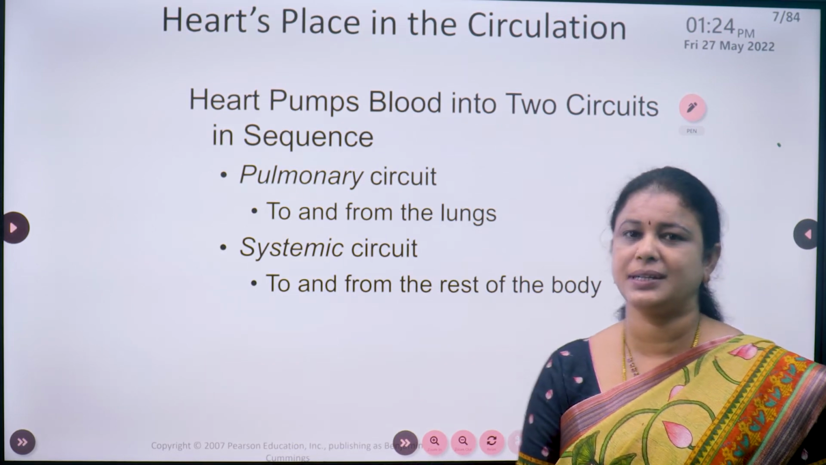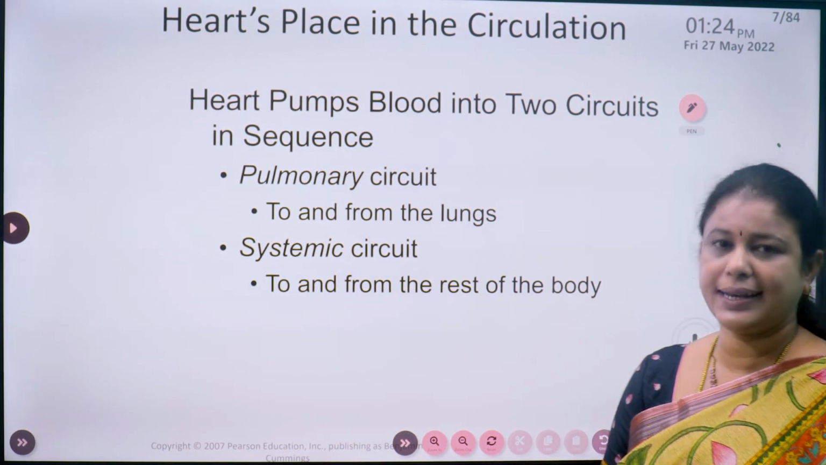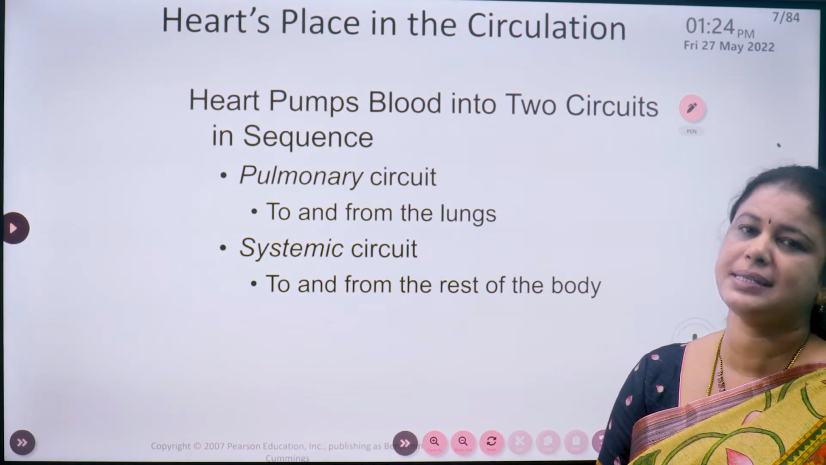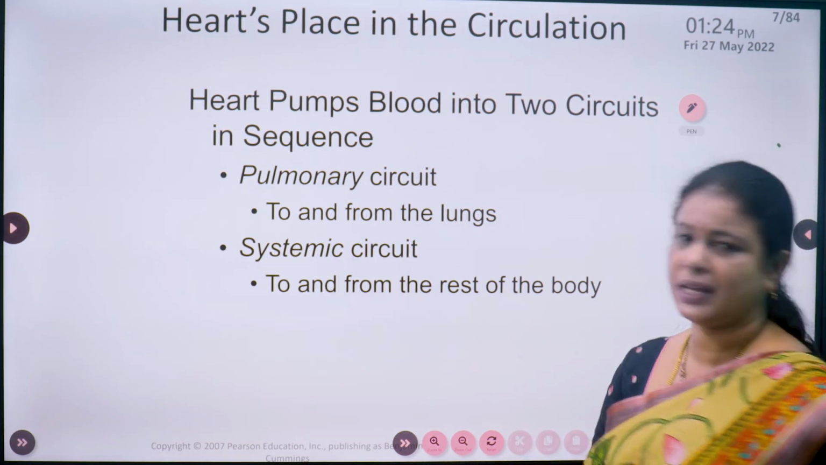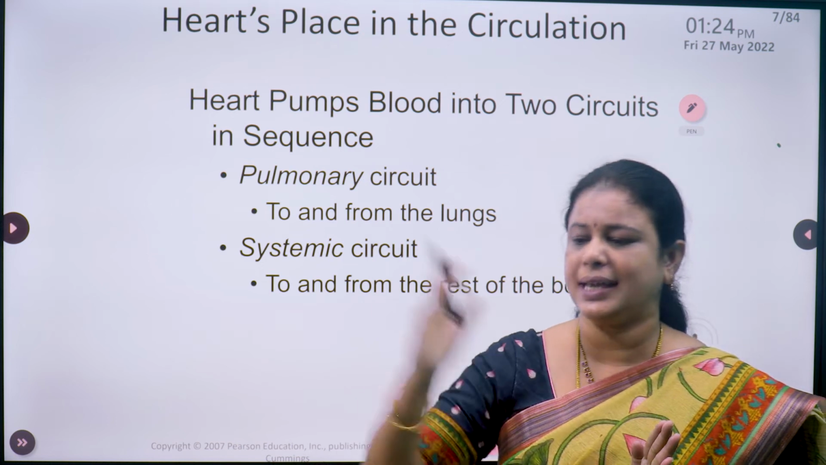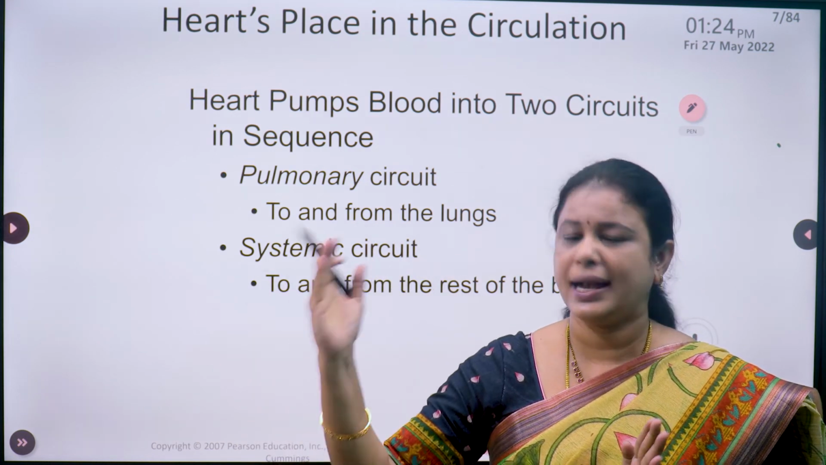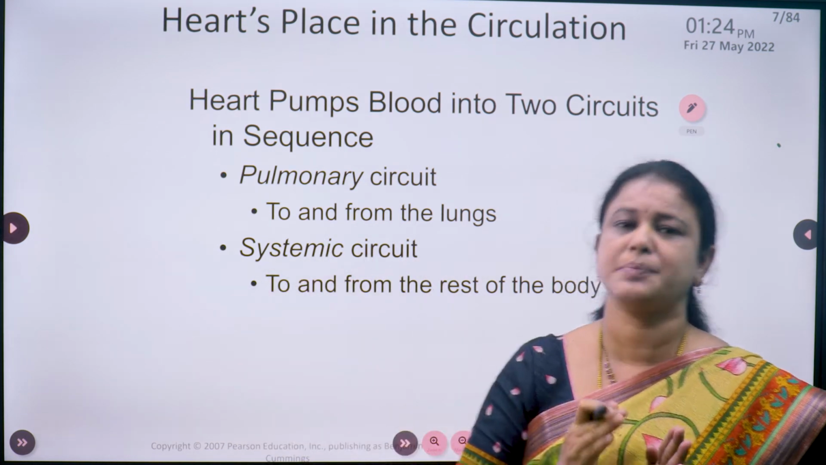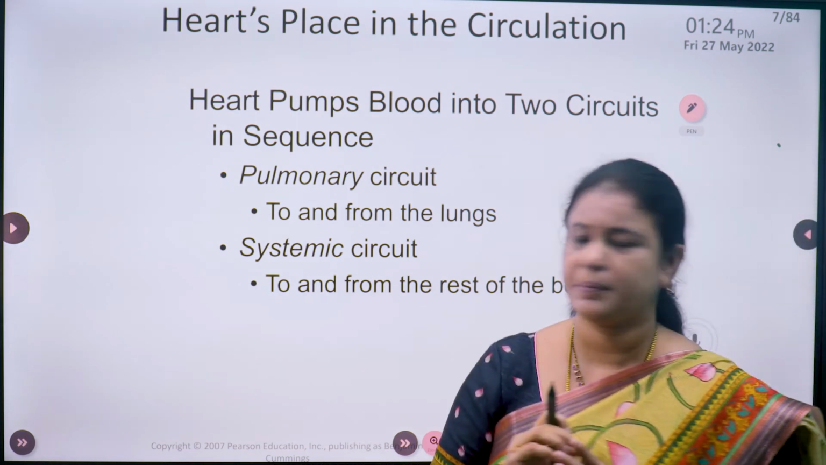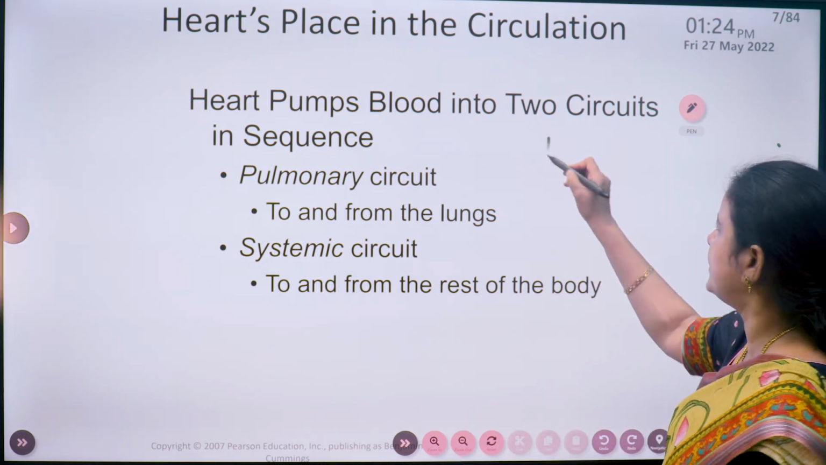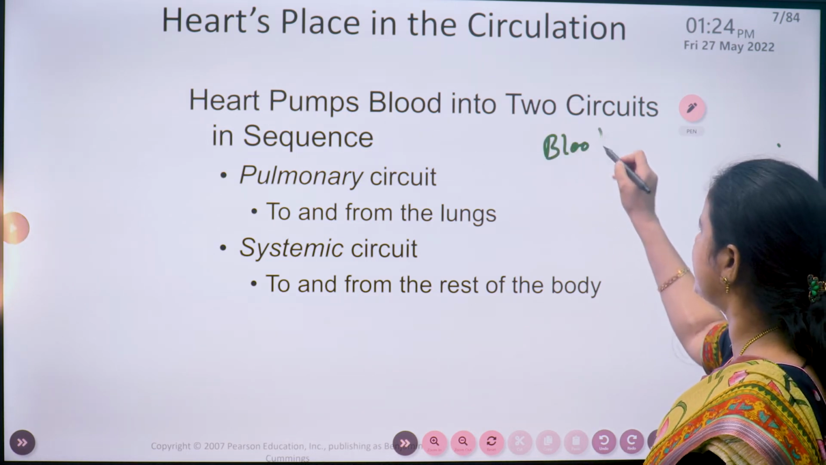The heart pumps the blood in two circuits: the pulmonary circuit, or pulmonary circulation, and the systemic circulation. Pulmonary circulation is how the blood goes from the heart to the lungs, and from the lungs how it comes back to the heart. Pulmonary circulation means how the blood is pumped to the lungs.